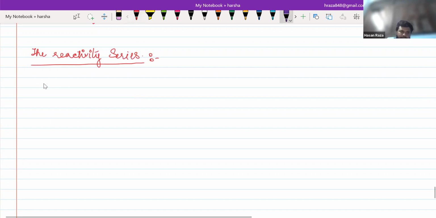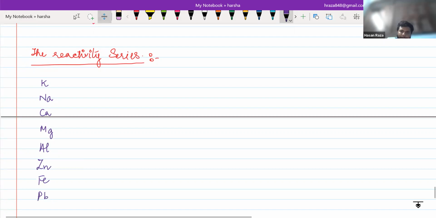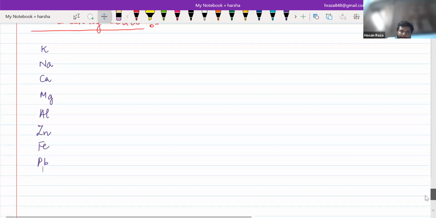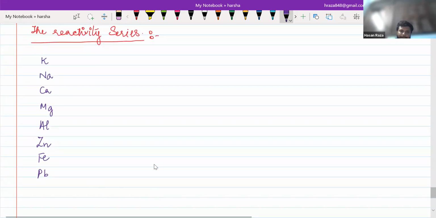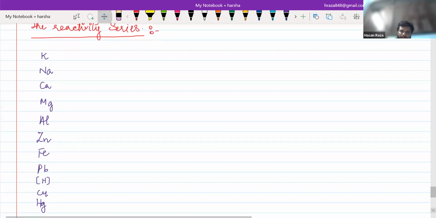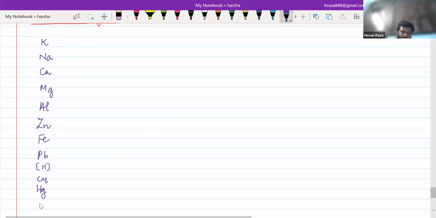You can see the reactivity series: potassium, sodium, calcium, magnesium, aluminium, zinc, iron, lead, hydrogen, copper, mercury, Ag, silver, and then Au, gold.